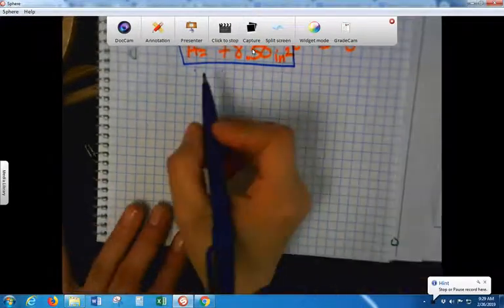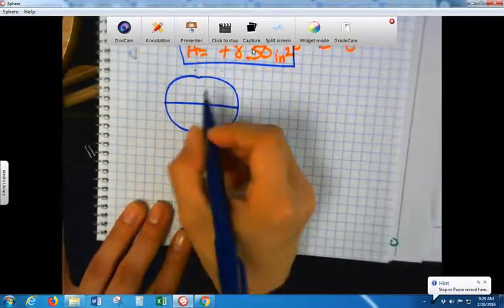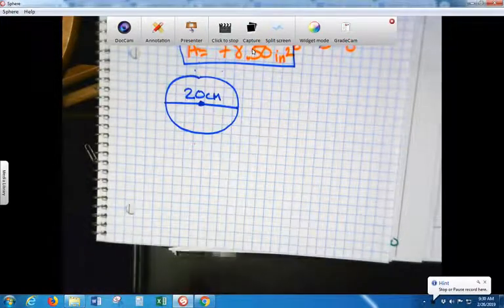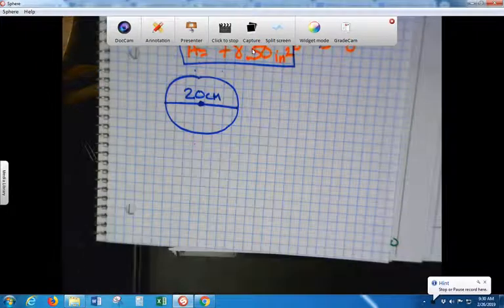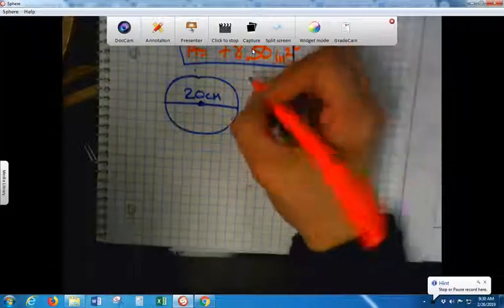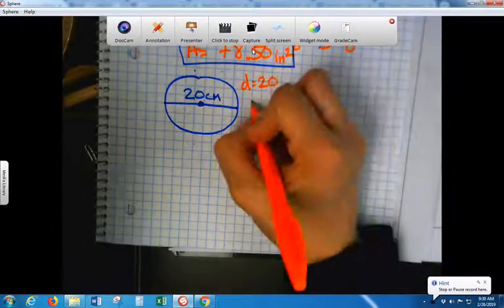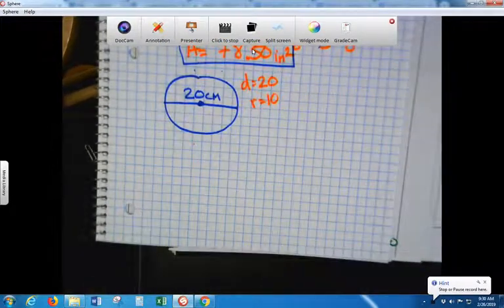Let's try this one. 20 centimeters. What part of the circle is shown here? The diameter. Do I need the diameter? No. What part of the circle do I need? Radius. So here, the diameter is 20, but I don't need that. I need the radius. What is the radius equal to? 10. Perfect. Good job.